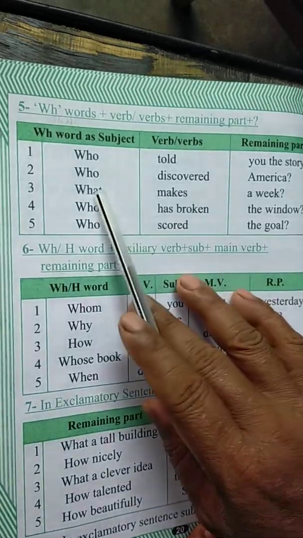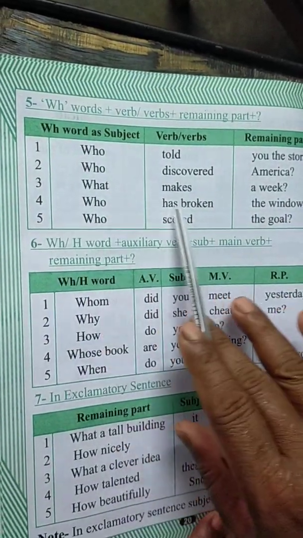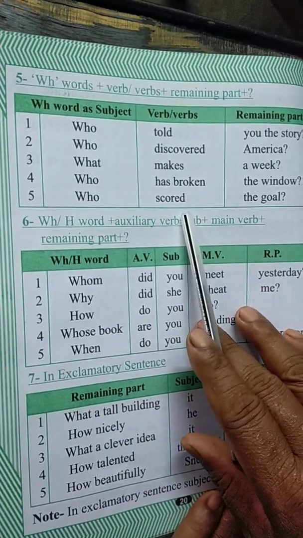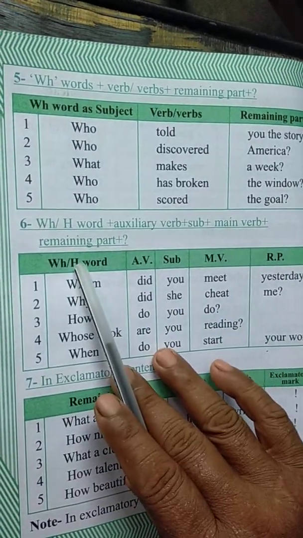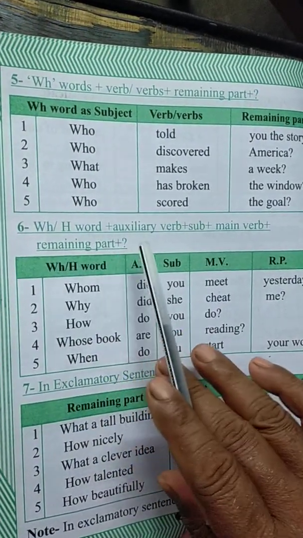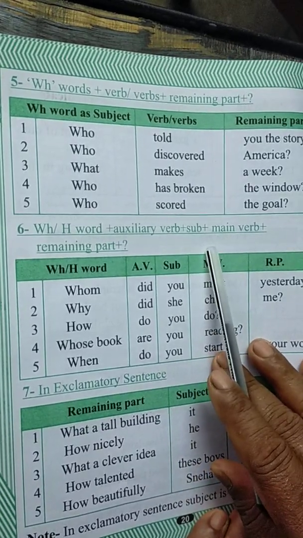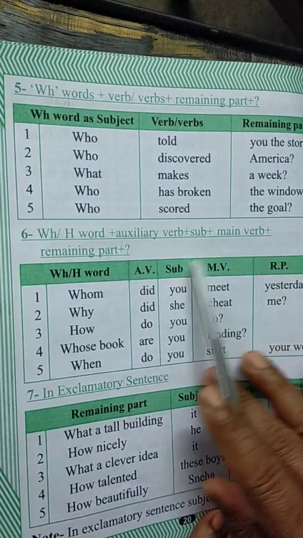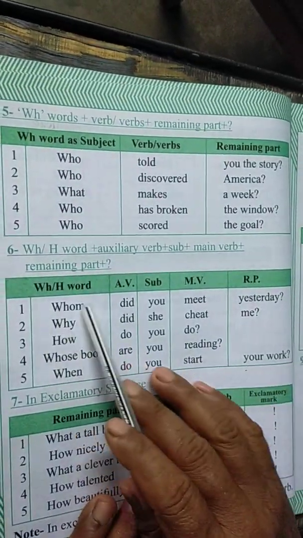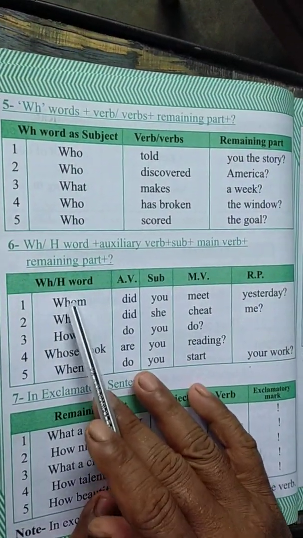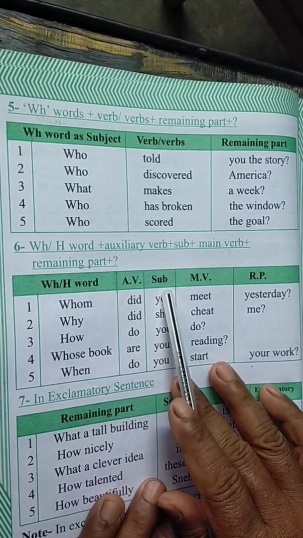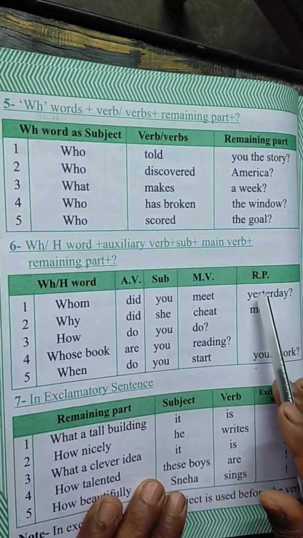Understood? Like that: who discovered America, what makes a week, who has broken the window, who scored the goal. Another formula is there: double H word plus H word plus auxiliary verb plus subject plus main verb plus remaining part.